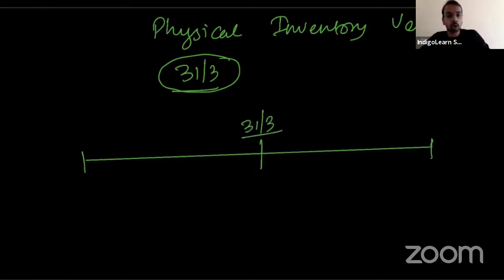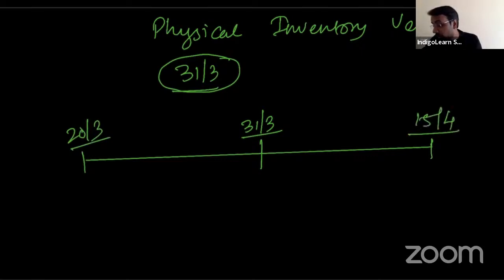Inventory verification was not possible on this date. Okay, very good. If inventory verification was not possible on this date, then they would have done it either before or after. So maybe they did it on 20th of March, or they did it on 15th of April.